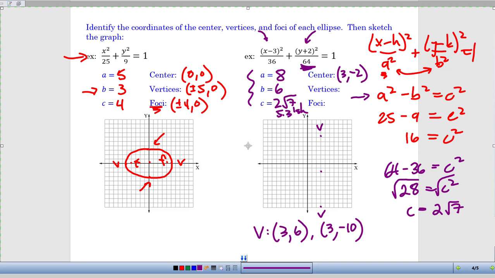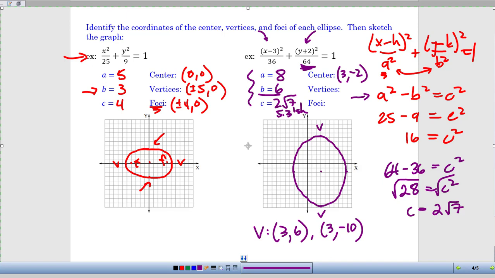We, again, just like we did before, can figure out how far to the left and right our ellipse extends. So that's where B comes in. So I'm going to go to the right 6 units, and I'm going to go to the left 6 units. So that's as far to the left and right that our graph is going to extend. Those are not vertices, however, as I mentioned before. Those are just the endpoints of the minor axis. So I've got enough to be able to sketch my ellipse.